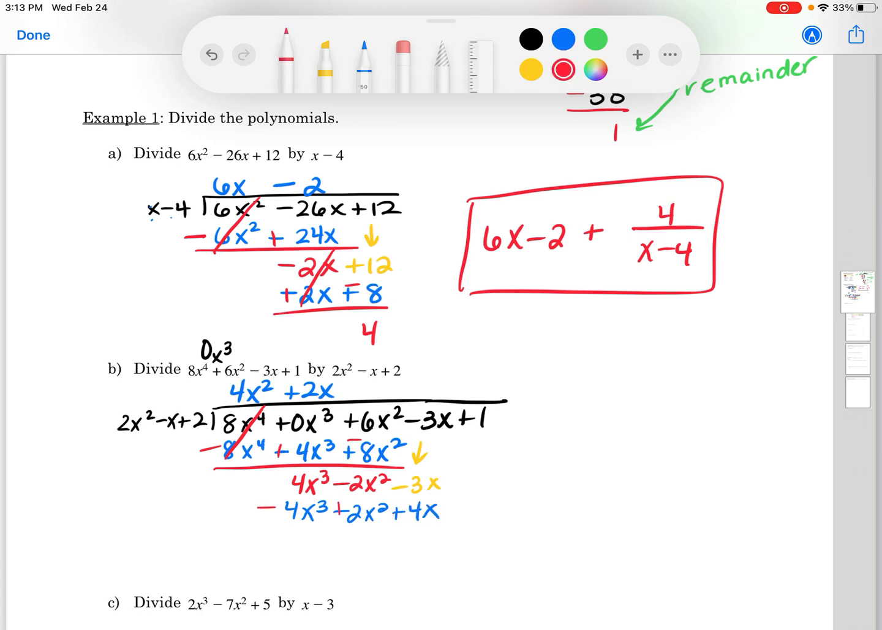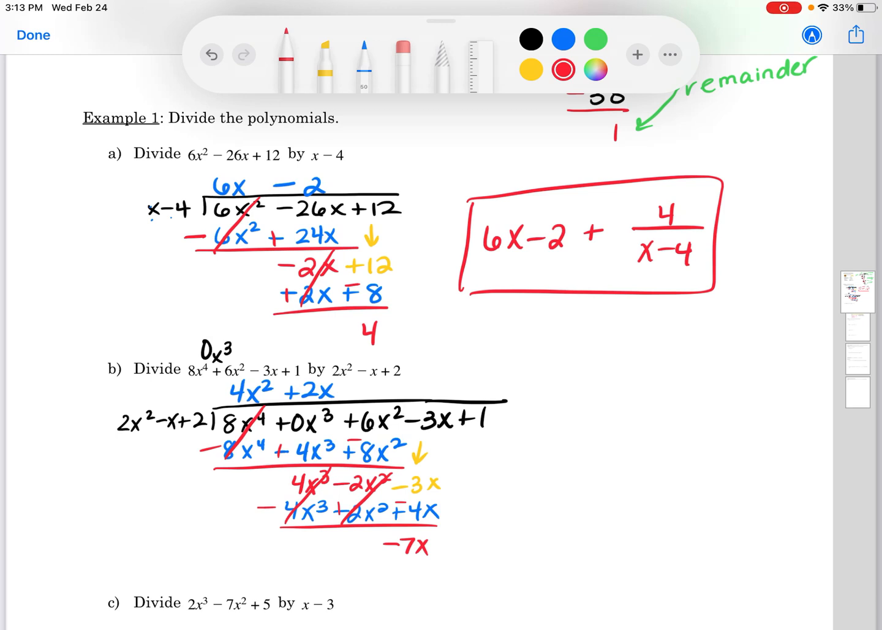Subtract, so change the signs. We get no x cubes. That actually also cancels, so I have 0x squared, which is rather convenient here. That's going to leave me with a minus 7x. There is nothing I can multiply 2x squared by to make it minus 7x because the power is not going to work this way. So I'm done.